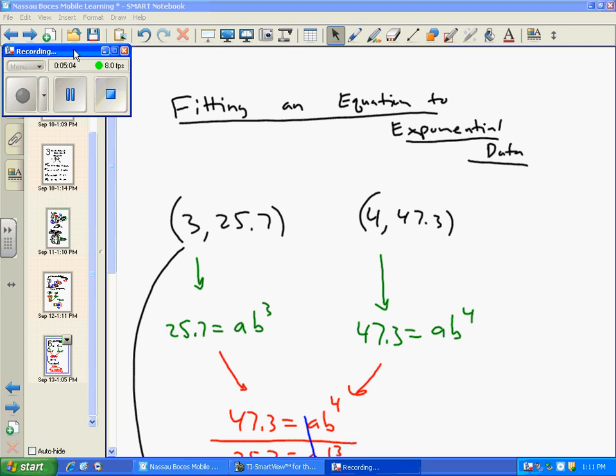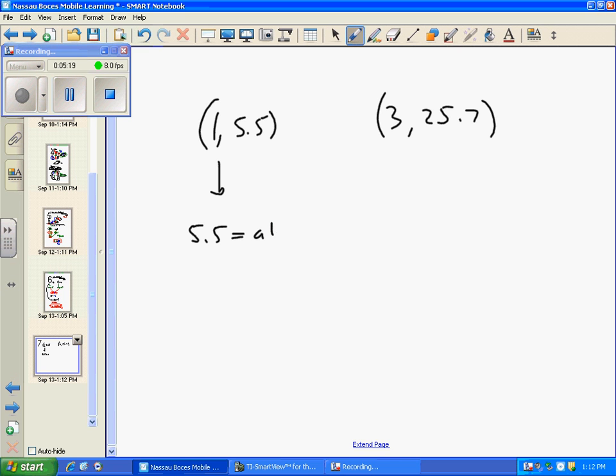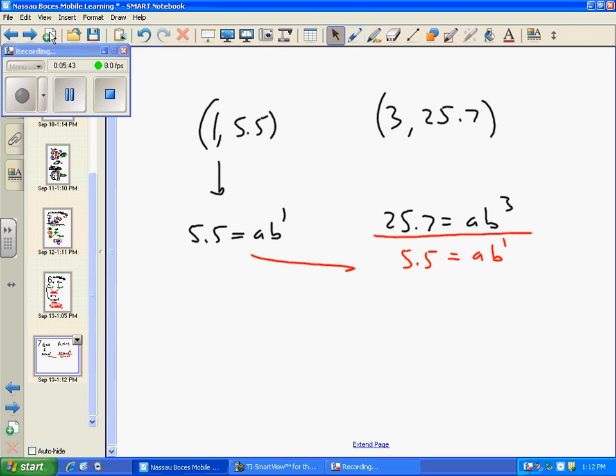So let's get a new page. If you use the point (1, 5.5) and (3, 25.7), for example, then you'll sub in. You'll get 5.5 equals ab to the 1, and 25.7 equals ab to the third. You don't luck out again. You didn't have this situation like we did in the first video where b to the 0 would cancel right away for you. So we're going to divide these. And what happens this time is when you divide them, the a's cancel again. But on the right, you get b squared instead of just b.